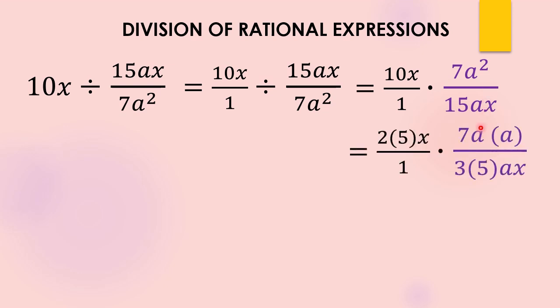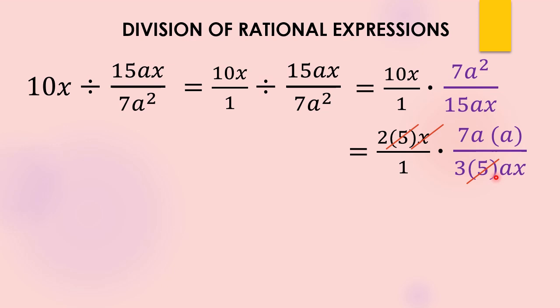So here, 10x can be factored as 2 times 5x because 2 times 5 is 10. And then 7a squared can be factored as, we can factor this one, a squared, as a times a. And then 15ax can be factored as 3 times 5 and then ax. And then let us use the cancellation method. Let us remove all the common factors.